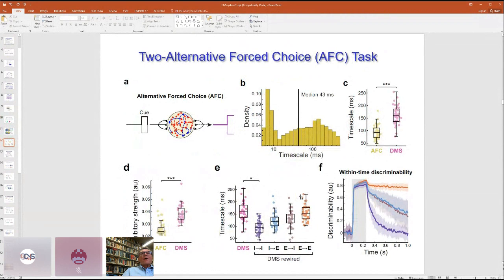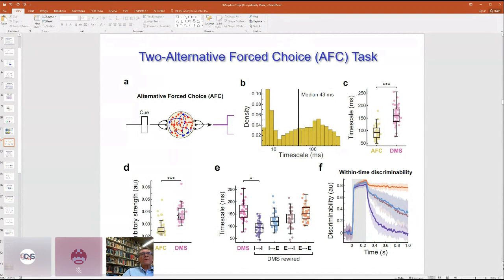Now, we wanted to compare this delay period with another network that didn't have any delay period. And so here's another task, alternative forced choice. You give it a cue, and the output has to go up if it's up, or down if it's down. And it solved the task, and the time scale was much lower. You don't need long time scales. But now what we're going to do is, with these two tasks, we notice that the inhibitory strength is a lot less.